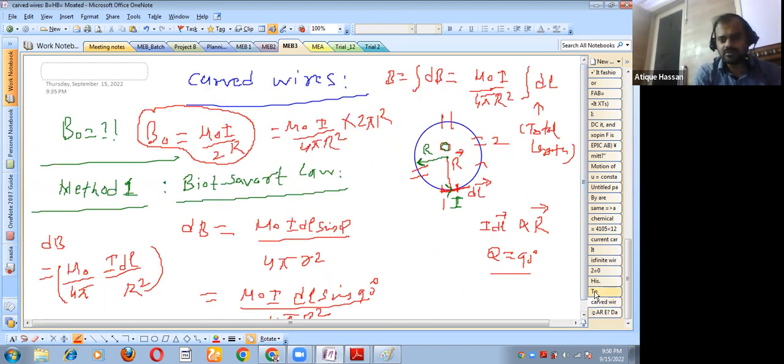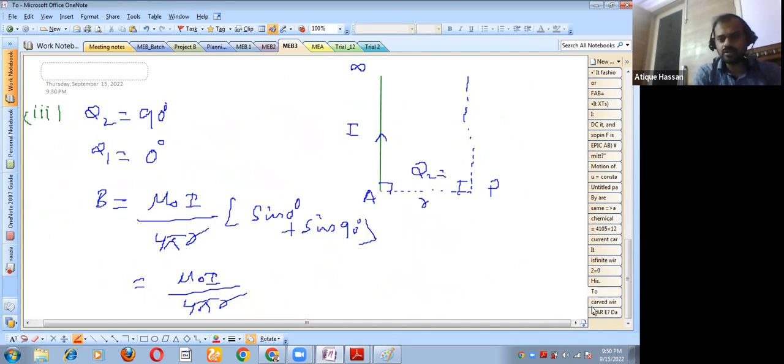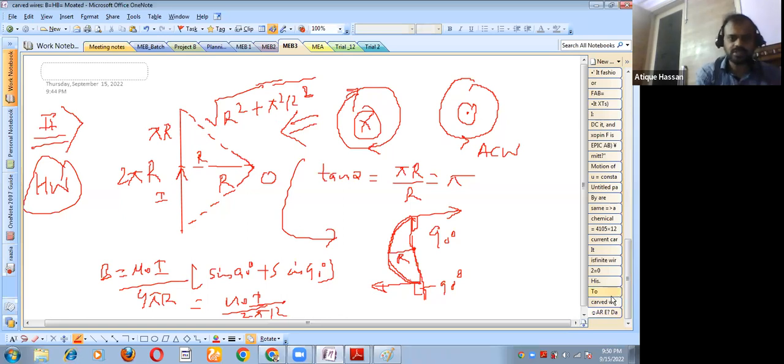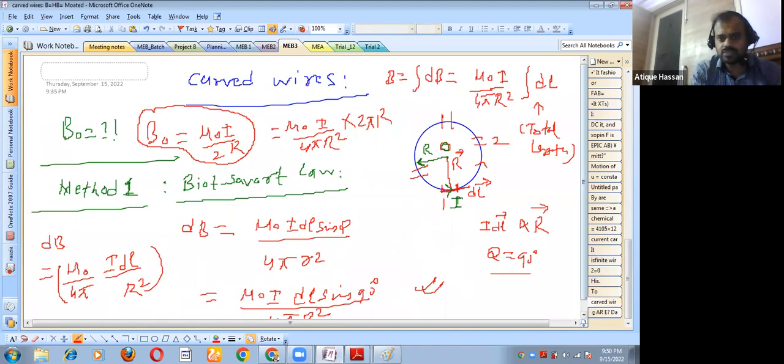With this method, we know we can find the magnetic field, like the previous Biot-Savart law works, and from this we get the magnetic field as mu naught I by 2R, right? I'm not taking much time to get this by method 2, so you can try it at home. The main moral of this story is that the magnetic field at the center of a coil is mu naught I by 2R.